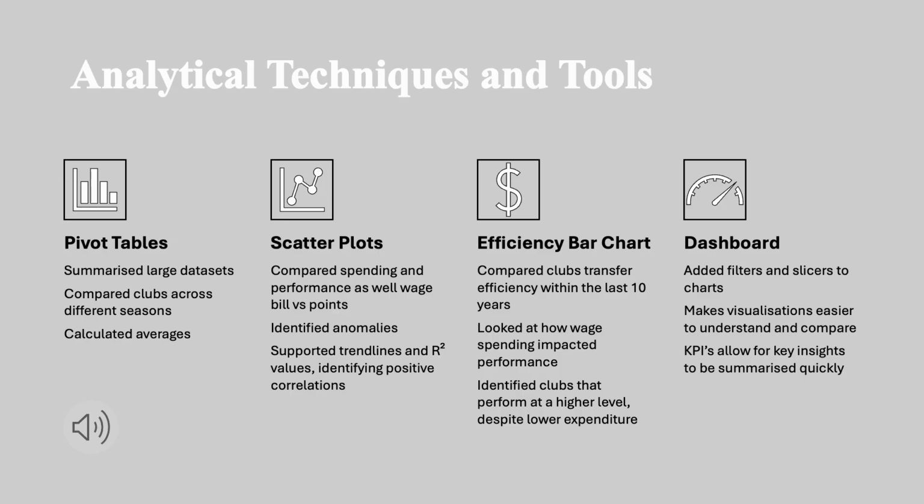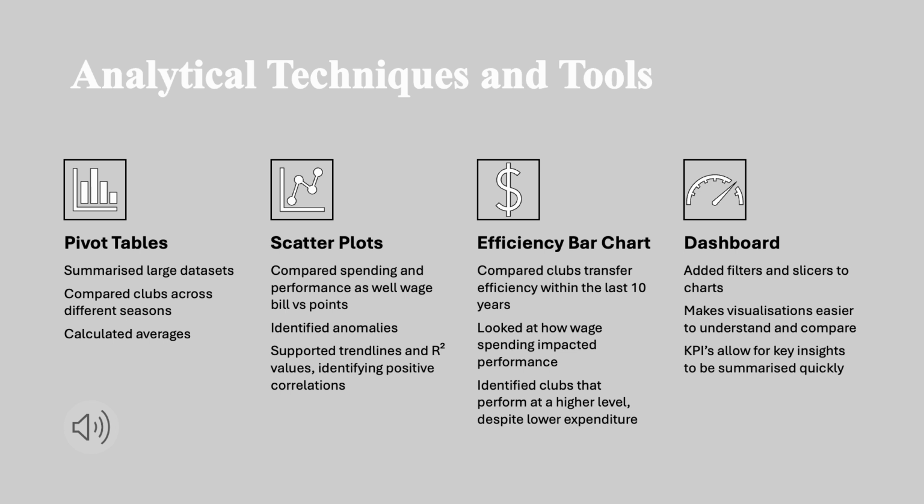Analytical techniques and tools. Microsoft Excel was used throughout the project for data cleaning, analysis, and dashboard creation. Pivot tables were used to summarize large datasets, compare clubs across seasons, and calculate averages efficiently. Scatter plots were created to analyze relationships between spending and performance, particularly wage bill versus league points. Trend lines and R-squared values were also used to measure the strength of correlations. An efficiency bar chart was developed to compare club spending and performance levels, helping identify clubs achieving strong results despite lower expenditure.